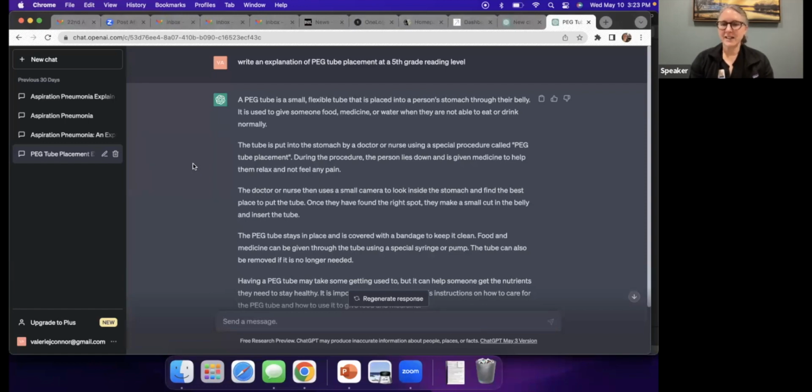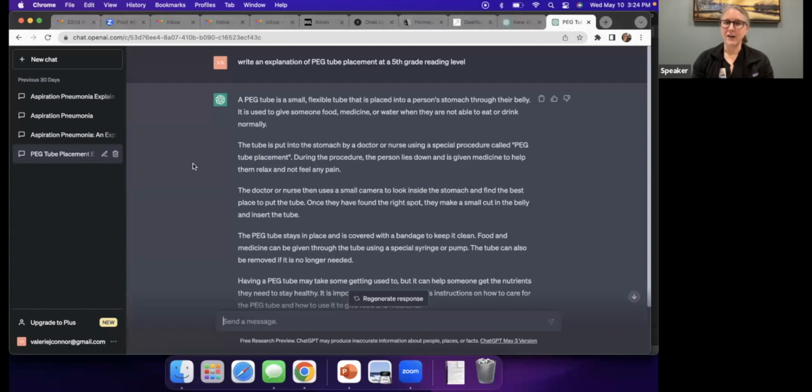So I think that there is some ability for ChatGPT to be used if you are creating new materials for your facility and you want to at least get some guidance as far as what is considered to be an appropriate reading level. At the 5th grade reading level here, it explains what a PEG tube is: a small flexible tube that's placed into a person's stomach through their belly.